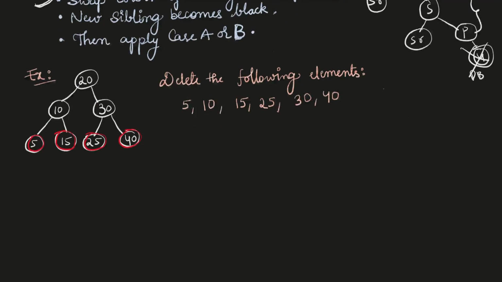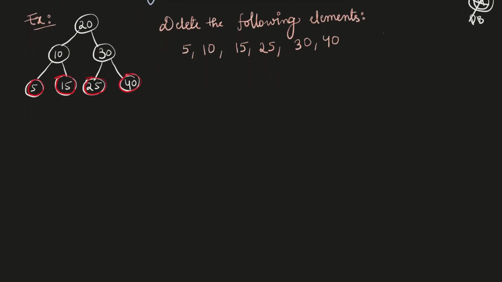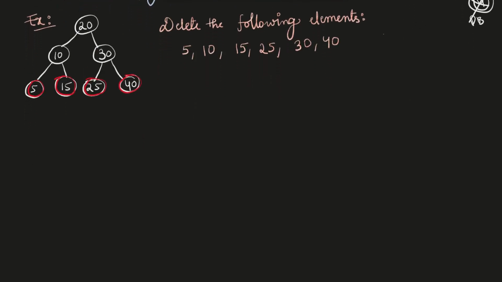Here they have given us a red black tree and we need to perform deletion according to the above rules. So let's see how we will do it. The first element to delete is 5. Since it is a leaf node and it is red, there is no problem in deleting. So you can directly delete the leaf node.